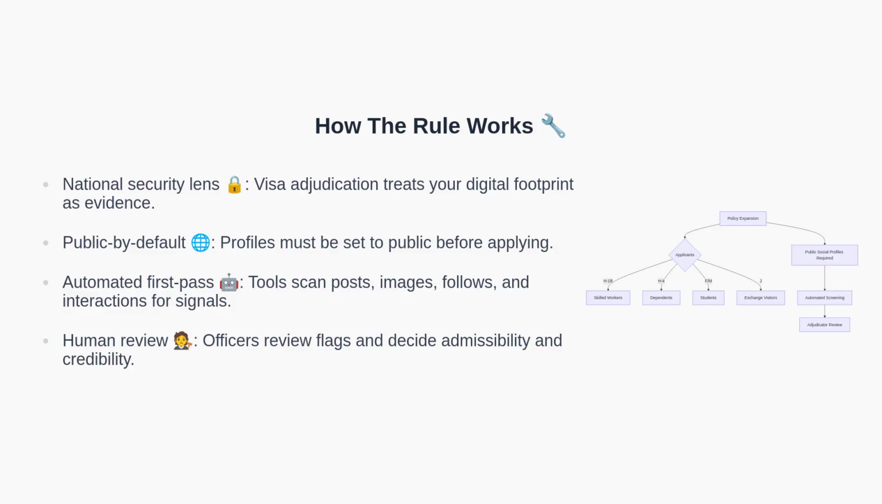Moving on, here is how the rule functions in practice. The government frames every visa decision as a national security determination, so your digital footprint becomes part of the evidentiary record. Practically, you must set your profiles to public prior to submission. Automated tools then scan your posts, interactions, and networks for patterns or signals. Finally, human adjudicators review any flags to evaluate admissibility and credibility. In short, an automated screening precedes a human check.